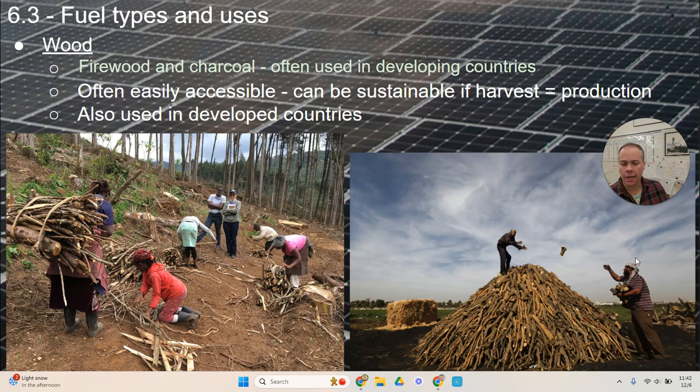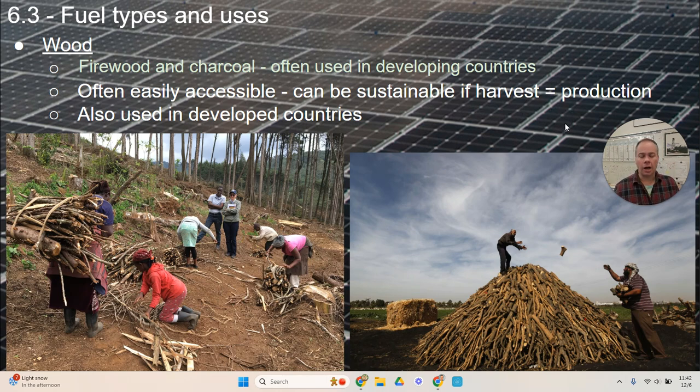Oftentimes these are fuel sources that are easily accessible. Sometimes they're free, where you're just going out into the woods and collecting wood. They're often used in developing countries. Many times in developing countries, the primary source of fuel is firewood. Oftentimes in certain areas in the developing world, there's not access to gas lines to bring in natural gas or electricity, and so firewood will be used.